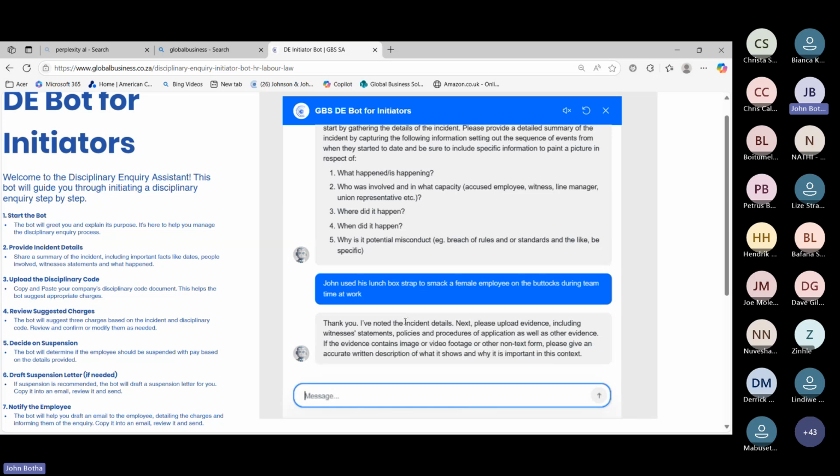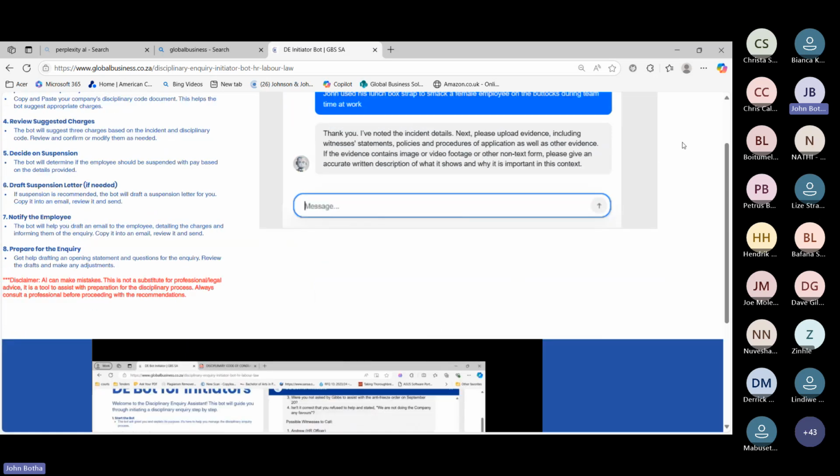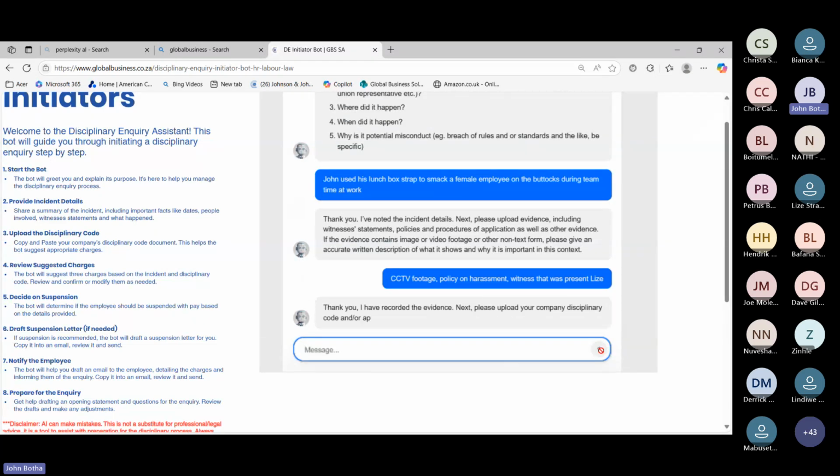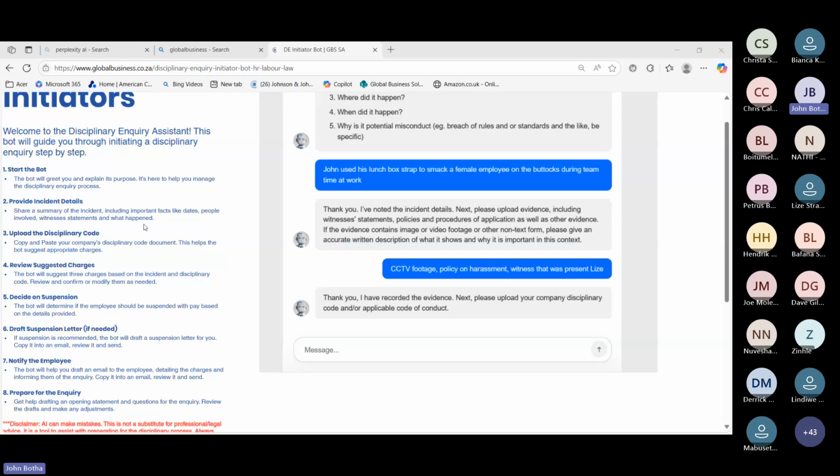John has now gone and smacked a female employee on the buttocks using his lunchbox strap, right? Okay, and this is where it says, thank you, I've noted this incident. Please upload the evidence. Well, I'll say I've got CCTV footage. Sorry, I've got a policy on harassment. And I've got a witness that was present. I'm going to say the witness was Lisa, who was present, right? So I upload that. It says, thank you, John. I've noted that. Now it says, please upload your disciplinary code.